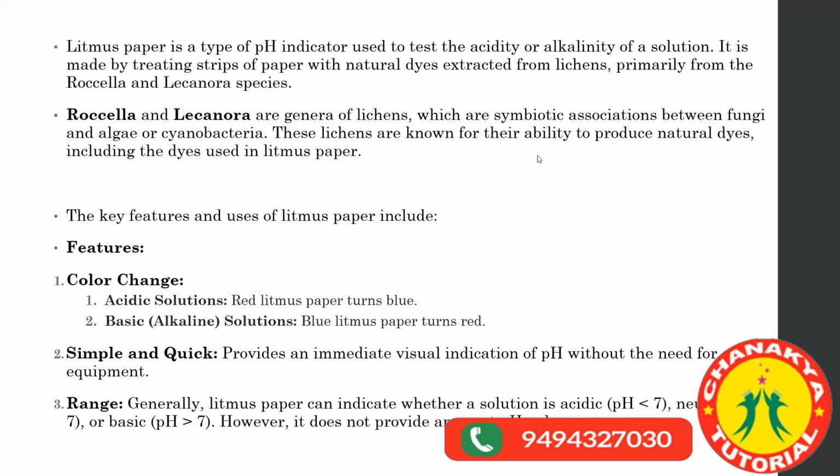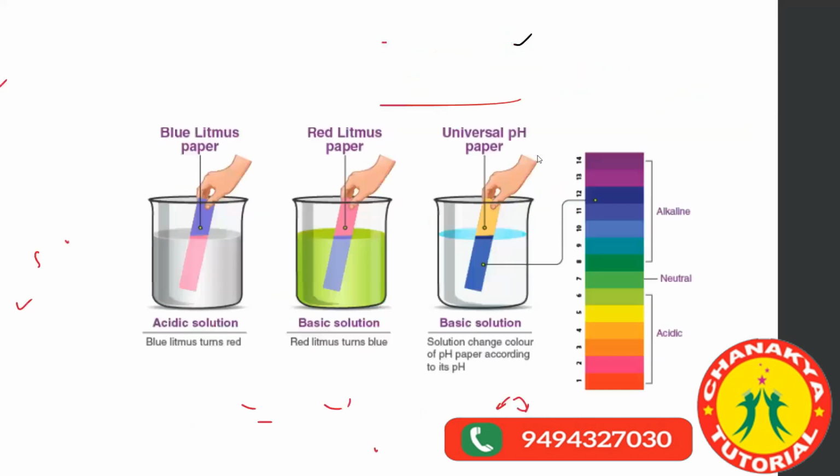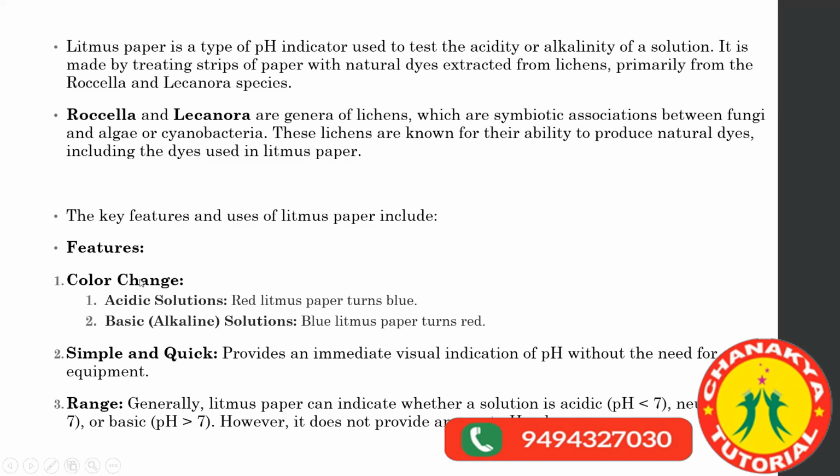Ma'am, every acid has hydrogen. Litmus paper is a pH indicator, right? So it will only detect compounds or chemical formulas that have hydrogen, right? Not only hydrogen, base also. Based on the color, you will find out. If it is acidic, blue litmus turns red. If it is basic, red litmus turns blue. Just opposite. And the pH is the number of hydrogen atoms, like hydrogen ions, right? You have something called pOH.